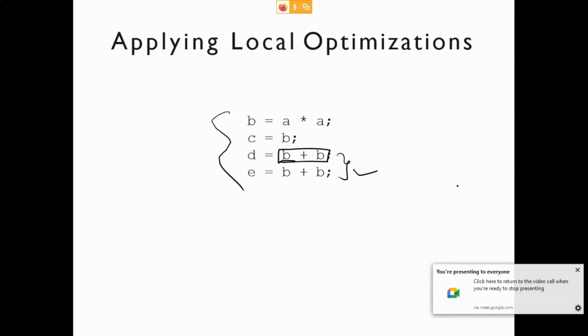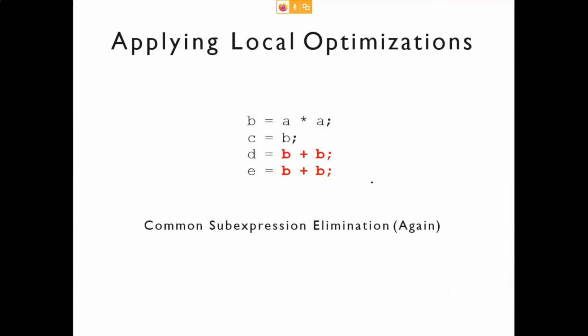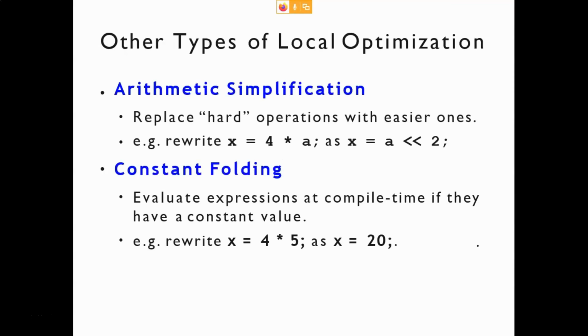So this B plus B, we have calculated it and we are storing it into D. So we can replace this B plus B with D, because you can see in between these two statements, the value of B and the value of D is not changing. So that's why we can apply the common sub expression elimination again. We can apply this algorithm again, so we will get this. Okay, so this is how you can do. Sometimes you have to apply these algorithms again and again. So we will take more examples.